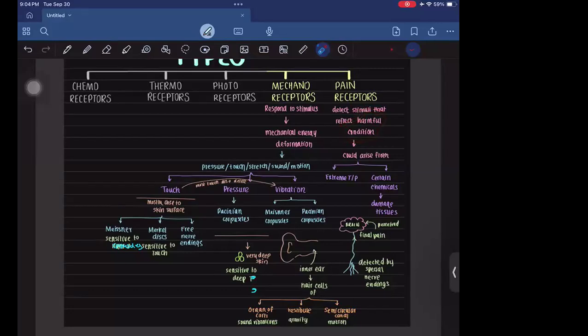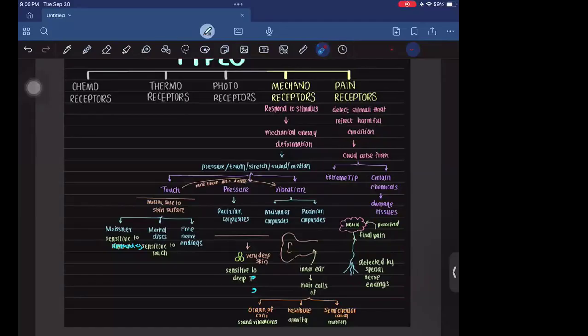And how can they arise? They could arise from extreme temperature or pressure, or they can arise from certain chemicals that can damage the tissues. So there are special nerve endings present in different parts of your body, and they can detect this tissue damage or pain. Ultimately, this pain is going to be perceived by your brain, which processes the information. That's all about pain receptors.